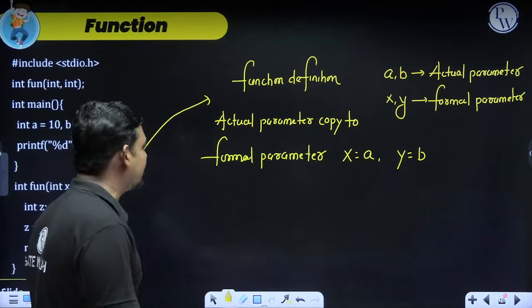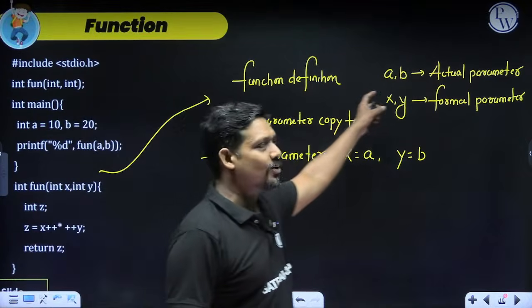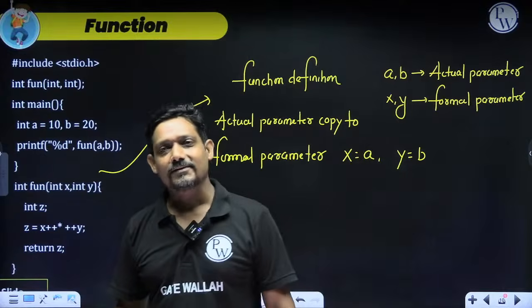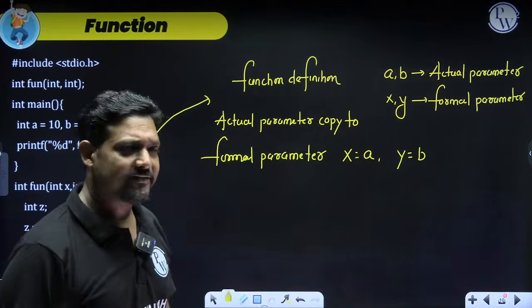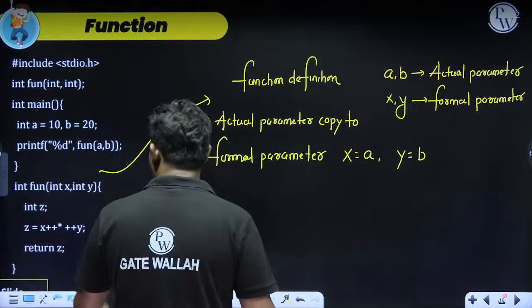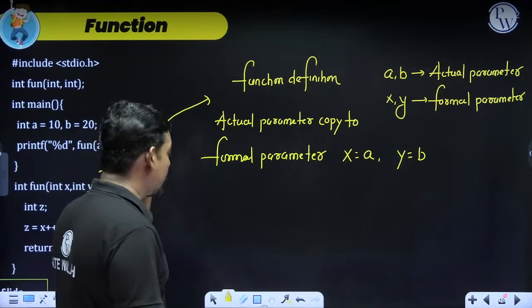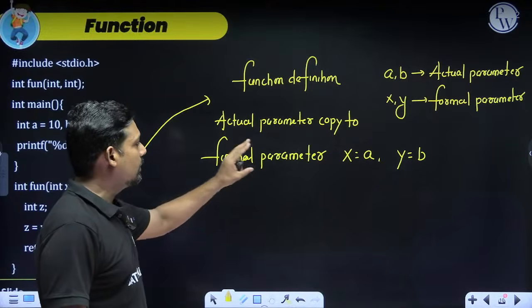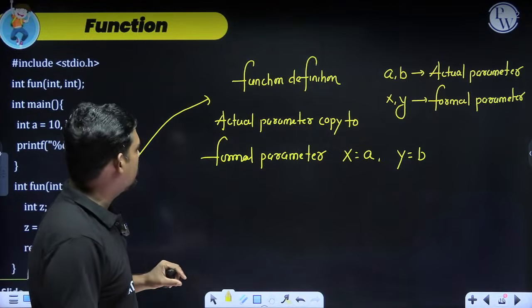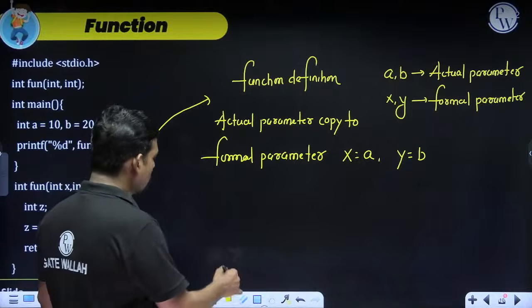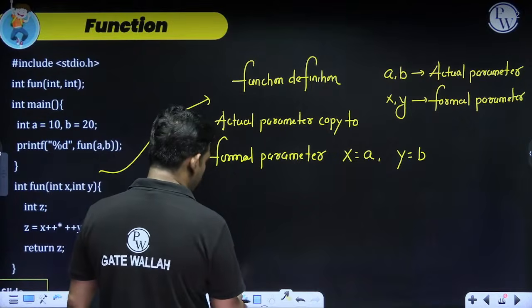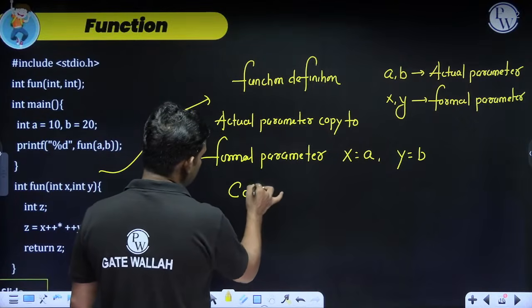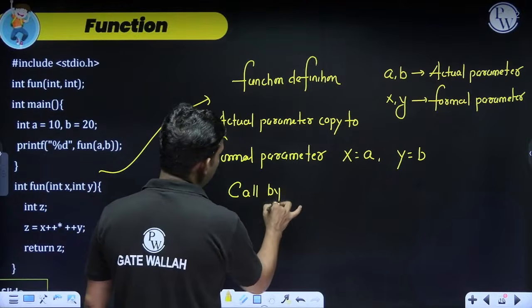That's what I'm asking. What is the other name of actual parameter? What is it called? Argument? Are you sure it is called argument? Now this process of copying the actual parameter to the formal parameter is called call by value. Again, look here at what it is called. This process itself is called call by value.